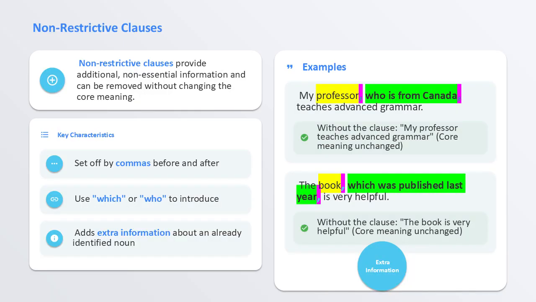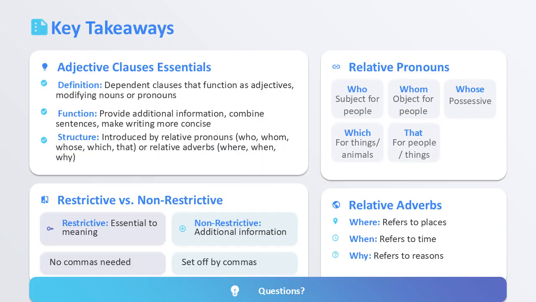A non-restrictive clause is different. It adds extra information that is not necessary to identify the noun. The sentence remains complete even if we remove the clause. For example, my professor, who is from Canada, teaches advanced grammar. The core meaning remains. My professor teaches advanced grammar. Non-restrictive clauses use commas. They usually begin with who or which.